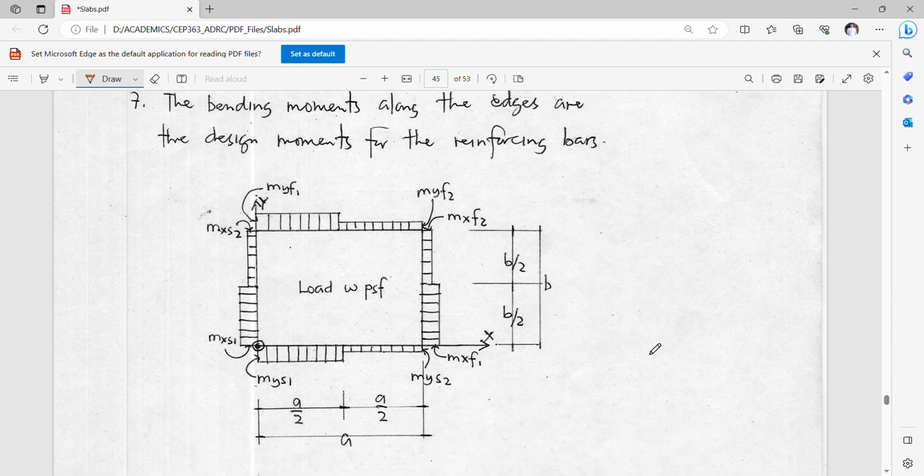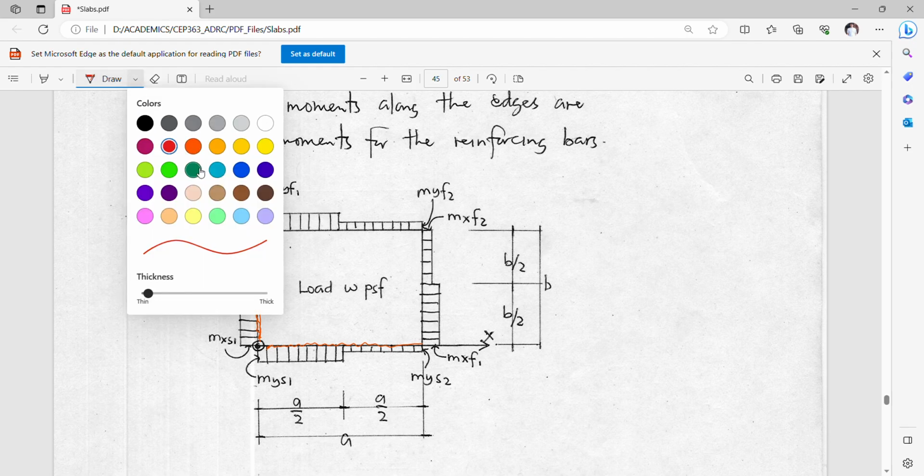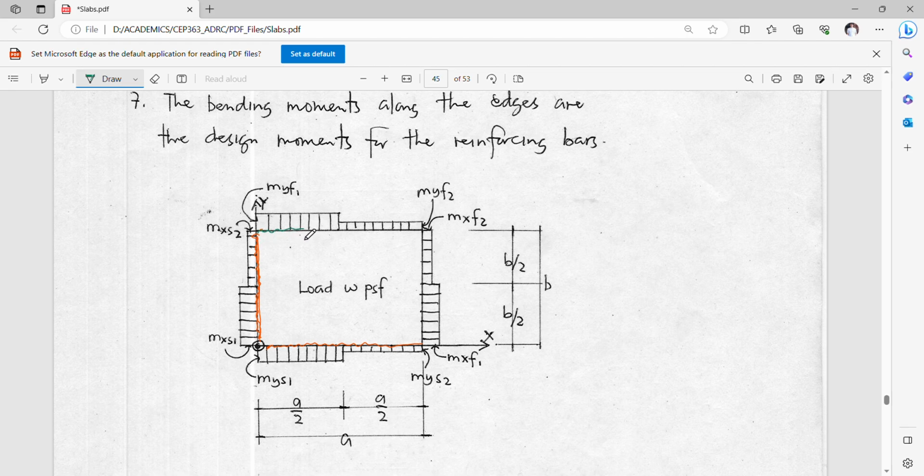Basically, this is what the slab will look like. We're referring here to these edges. These are the support edges. These are negative moment edges, and these are mid-span sides or edges. That's why it is a subscript of F here. So these are positive moment edges.